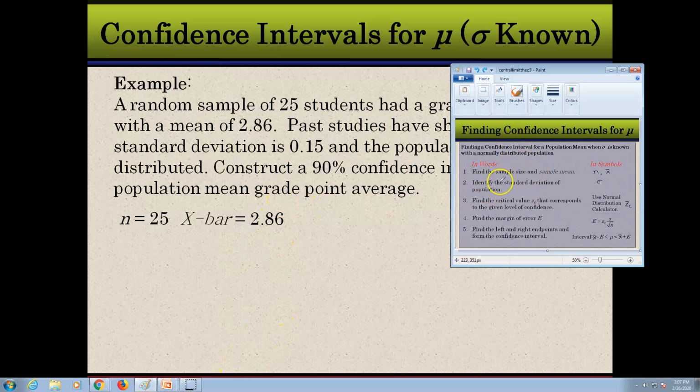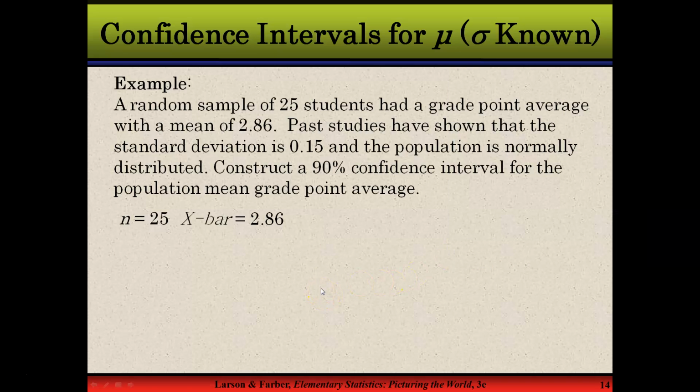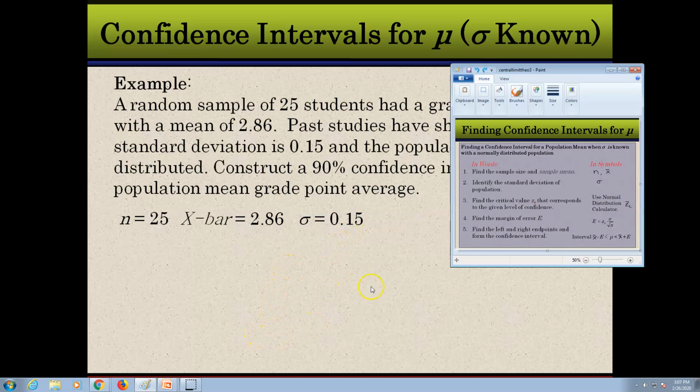Step number 2, they ask you to identify the standard deviation of the population, in other words, sigma. So when I go here and read the problem, I find out that the standard deviation of the population is 0.15. So I know sigma.